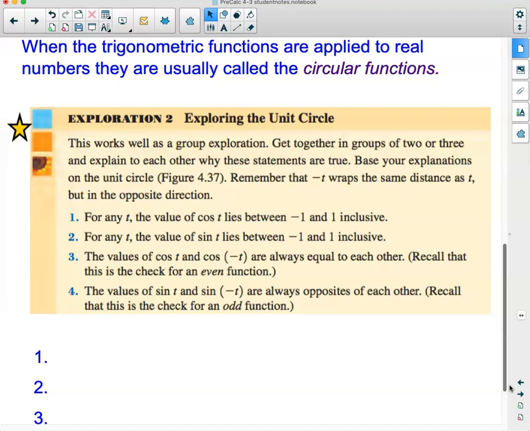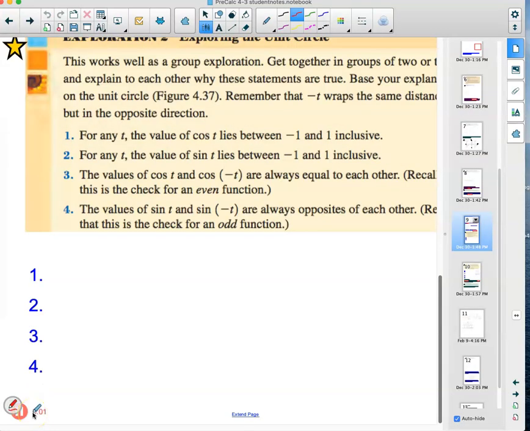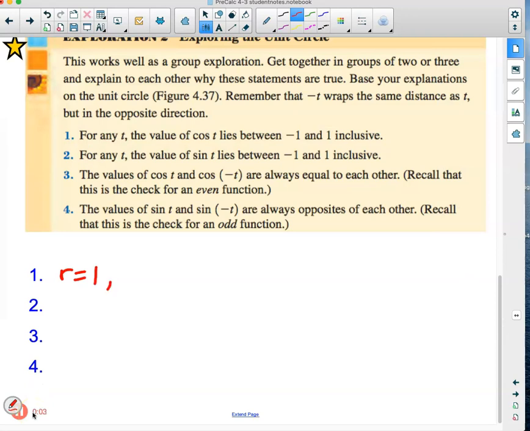So number 1 says, for any t, the value of cosine of t lies between negative 1 and 1 inclusive. R equals 1, and the cosine of t has to be less than 1. So, cosine of t will be between negative 1 and 1.